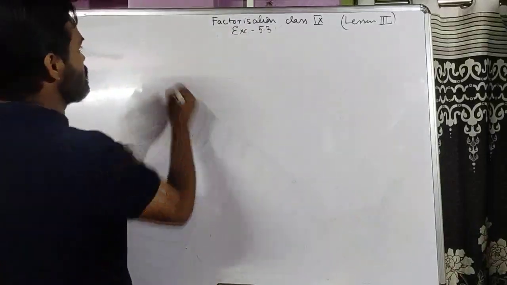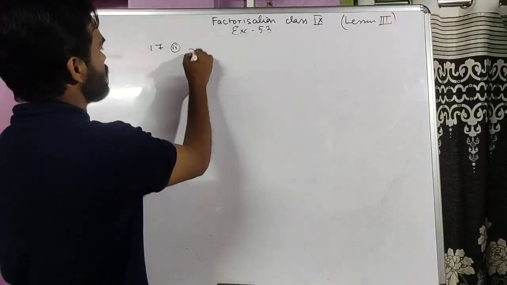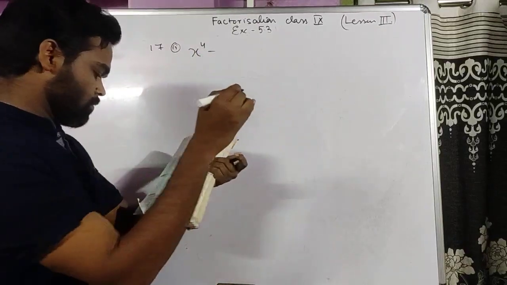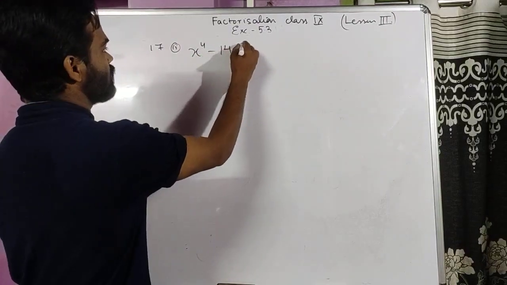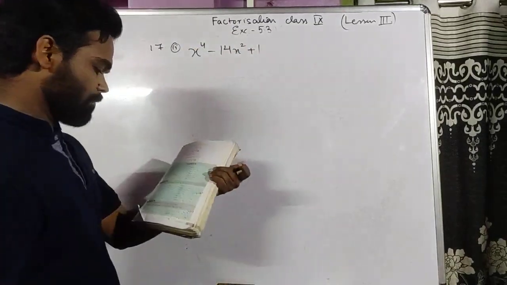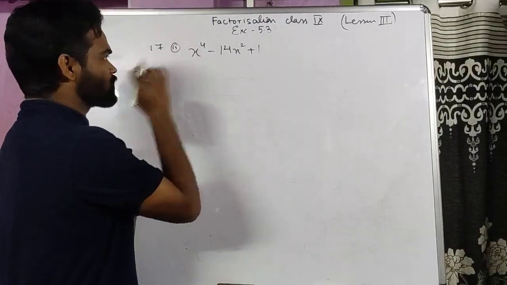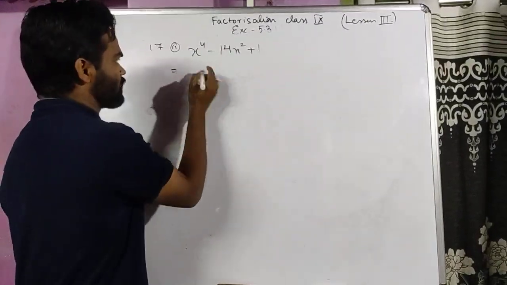Now see sum number 17 part 2, which is x to the power 4 minus 14x square plus 1. Similar to the previous one, we need to make some adjustment. What adjustment? Look carefully how I am writing this expression.